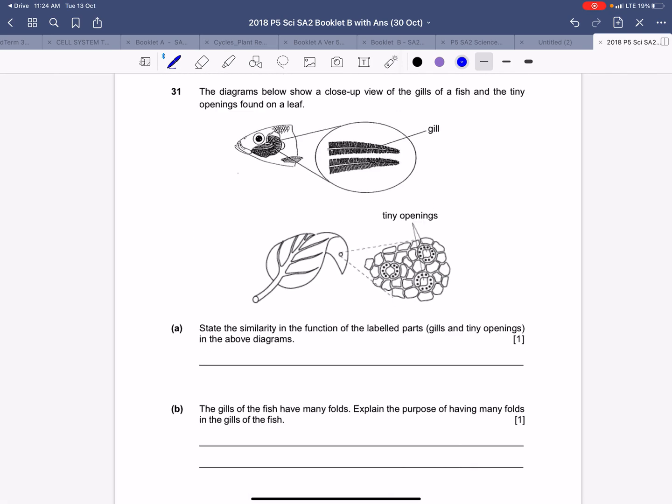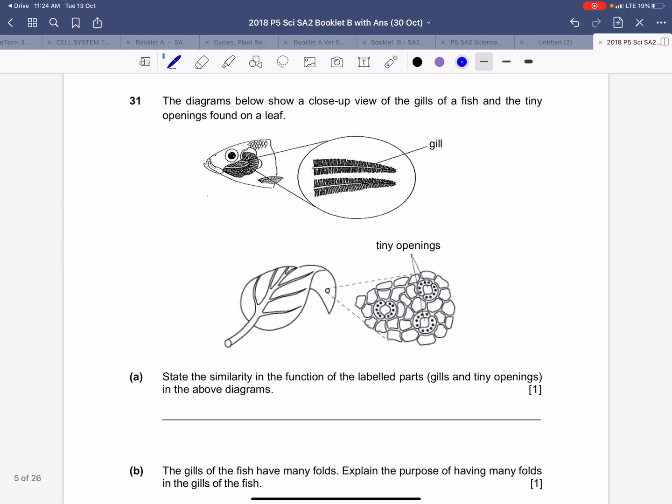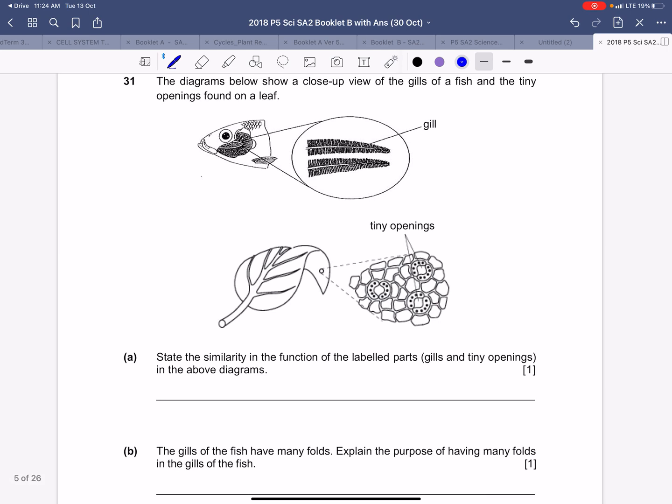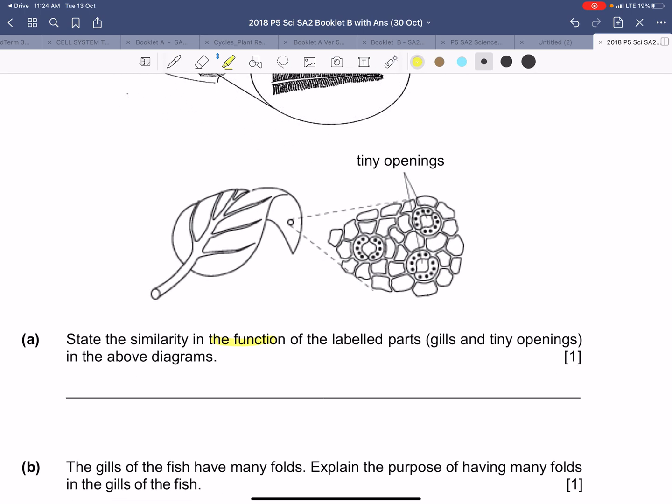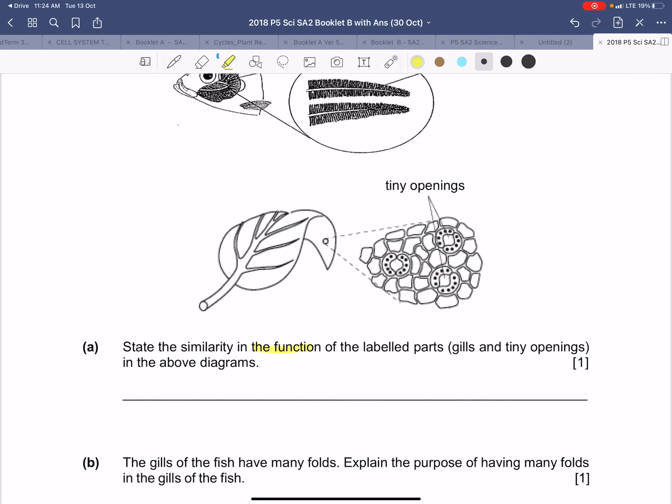Next. The diagrams below show a close-up view of the gills of a fish and the tiny openings found on the leaf. State the similarity in the function. Now I want to stress this. The function of it is for gaseous exchange.